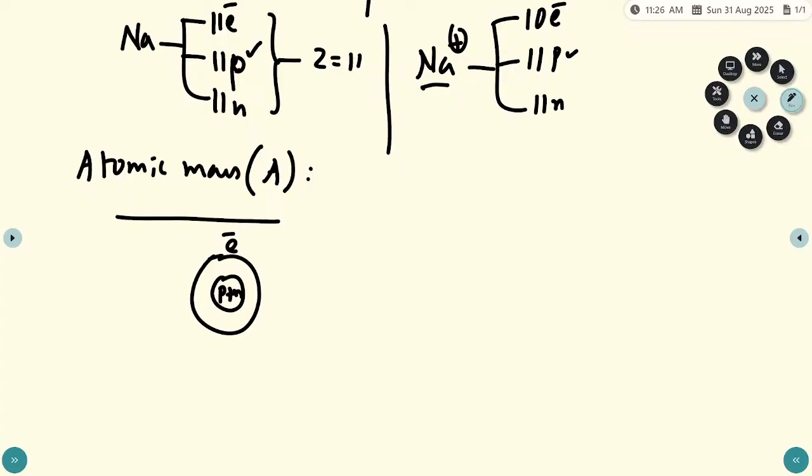సో అటామిక్ మాస్ డివైడెడ్ బై ద number of protons and number of neutrons. So atomic mass A is equal to number of protons plus number of neutrons. So where these particles are present? Nucleus. So that nucleus weight is nothing but atomic weight.